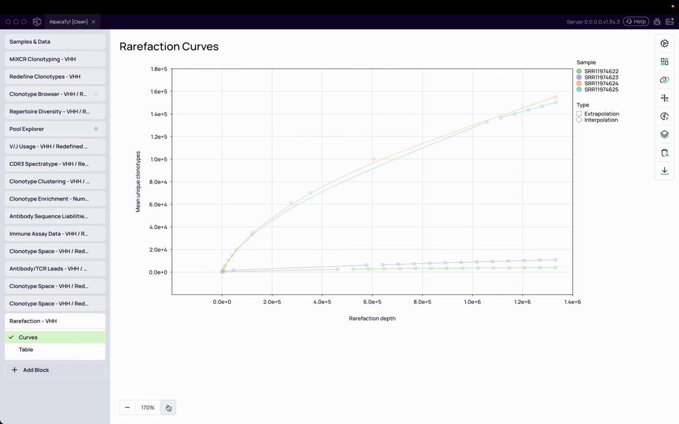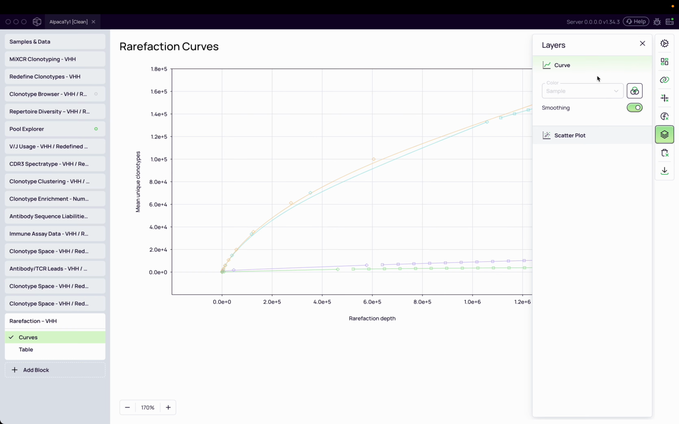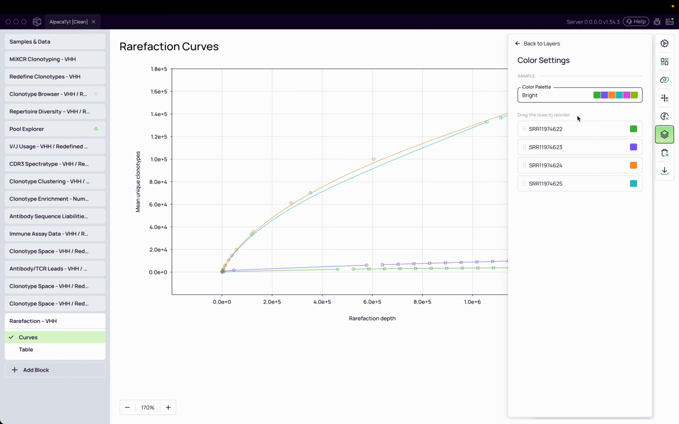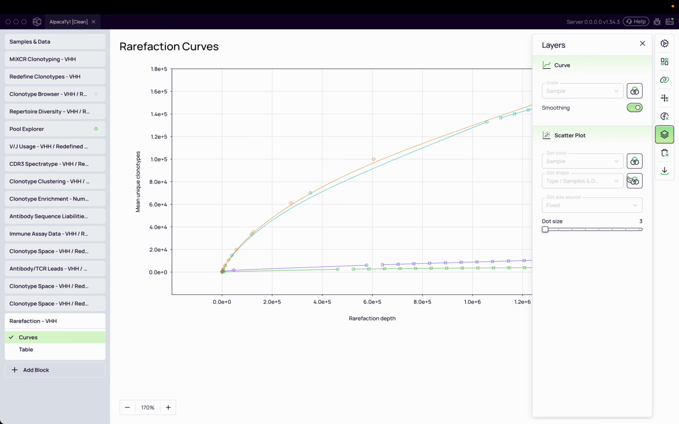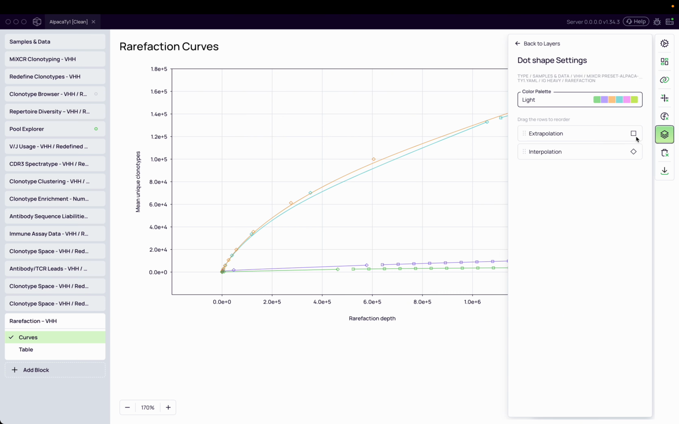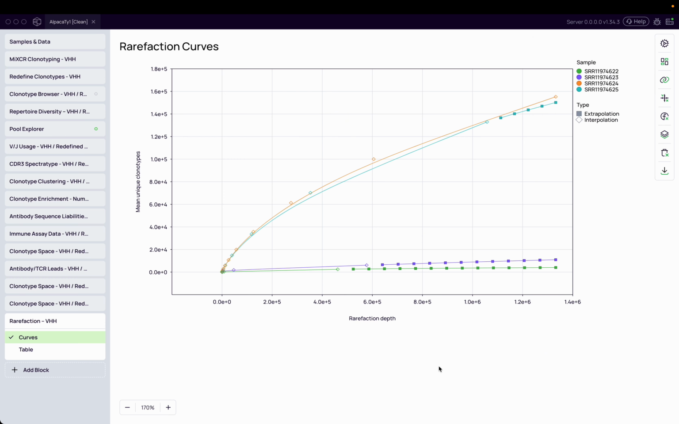So basically what we have here is a rarefaction curve. Well, first of all, I'll change the colors to the ones that I like more, and also the dot shapes. I also want to make the extrapolation part bold. Okay, so here we have the rarefaction curves.